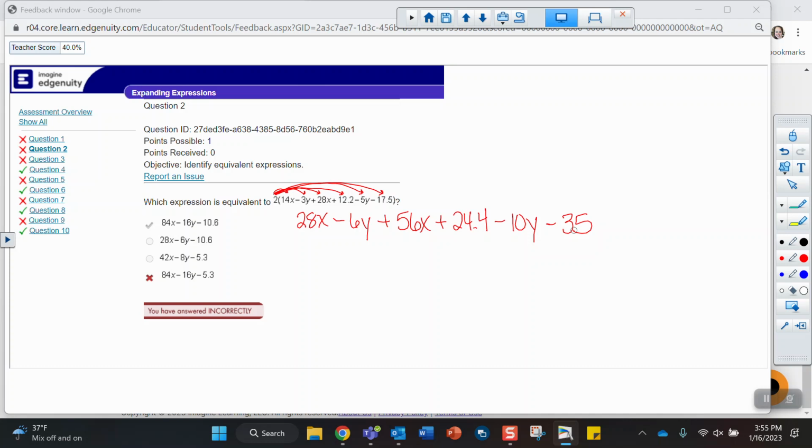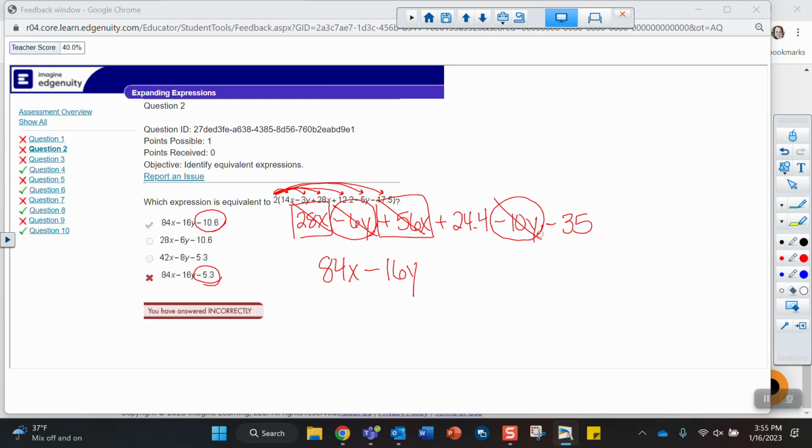If you look at the answer you selected versus the right answer, it looks like you had your x's and your y's combined correctly, but it was this back constant number that you did not get correct. So again, we'll just check the 28x and the 56x, both positive, so 28x plus 56x, that's 84x. We have a negative 6y and a negative 10y, or students will say minus 6 minus 10. Technically, they're negatives, right? If I have negative 6 and negative 10, then I have negative or minus 16y, so that takes care of the x's and the y's.